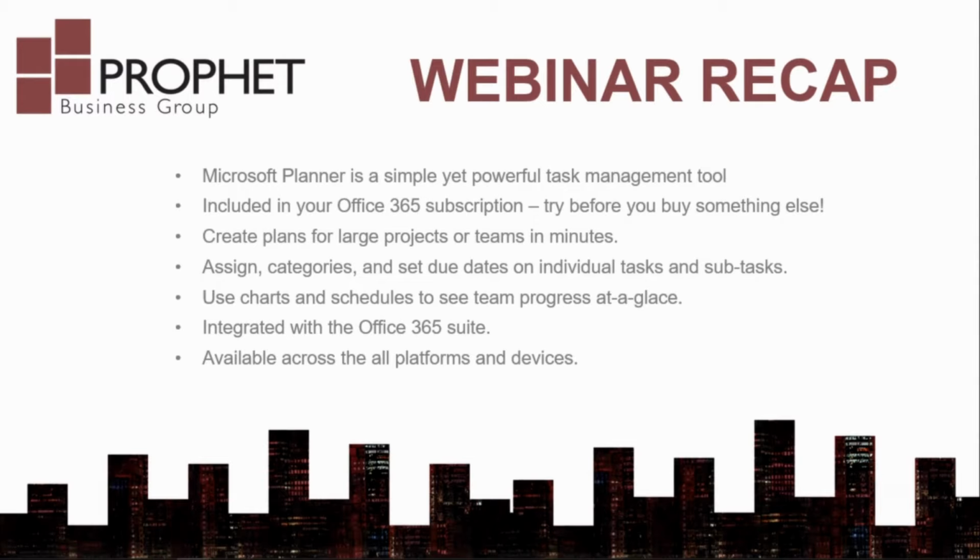You do create plans for large projects, teams, and you can do so in minutes. You can assign, you can make categories, set due dates on individual tasks and subtasks. You can use charts and schedules to see team progress at a glance, and if you're a visual person like me, that's a real benefit for you. You can integrate Planner with the rest of your Office 365 suite, so we did see adding OneNote, but as well you can add documents from SharePoint and OneDrive. You can use your Outlook calendar. You can even go as far as using the To-Do app that's included in Office 365.